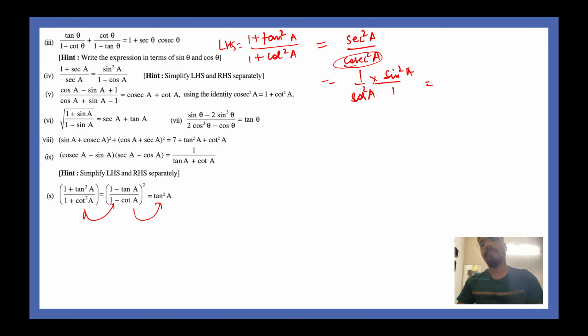So this is equal to nothing but sine square A divided by cos square A, and sine A upon cos A is tan A, so this is equal to tan square A. This is equal to your right hand side, tan square A.